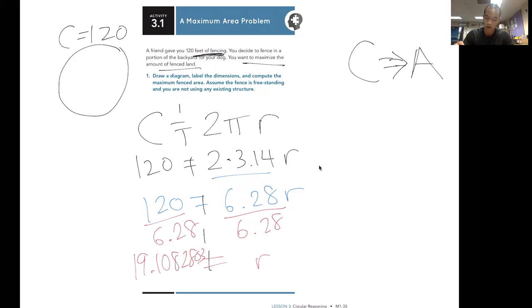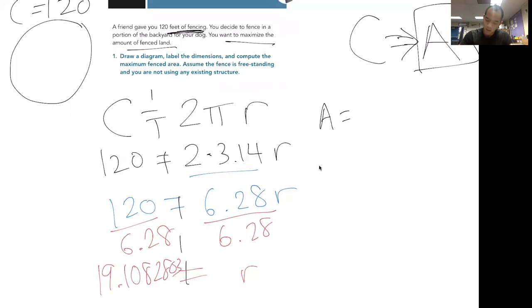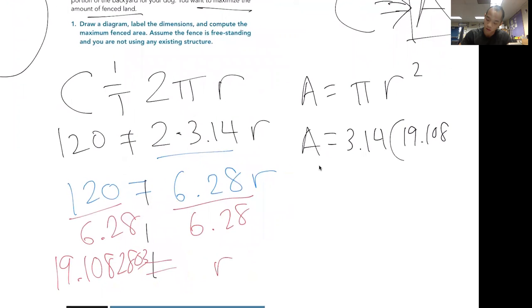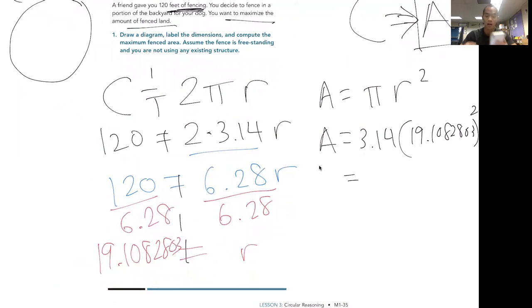But in mathematics, we don't really want to round until the last step. So we're not done yet, because remember, the whole goal was to find area, not radius. So I'm going to have area equals pi times r squared. So remember, pi is 3.14, and r was 19.108. Now, I know we round at the end, but we don't really want to round until the end. So if you guys can put all that in your calculator, if you guys are okay with that, that will give you the most precise answer possible.